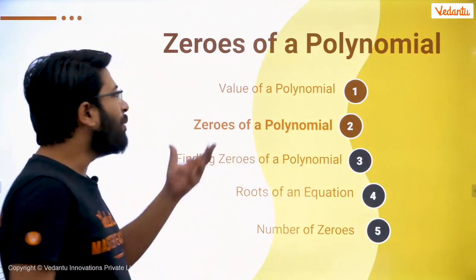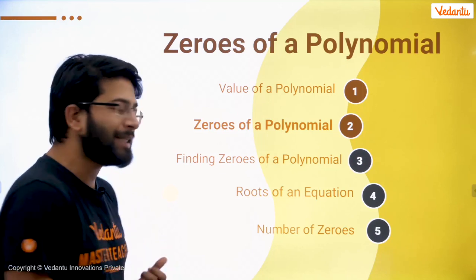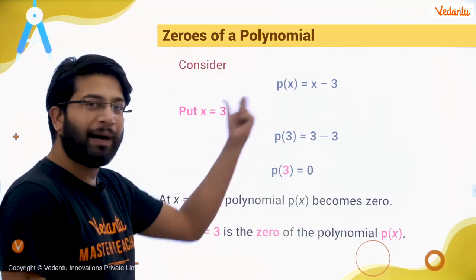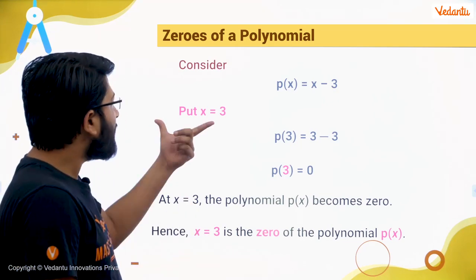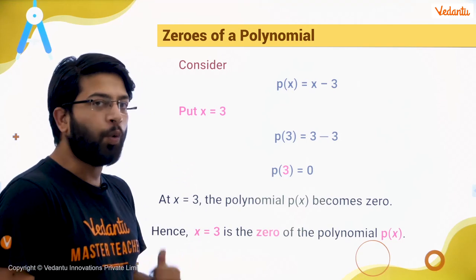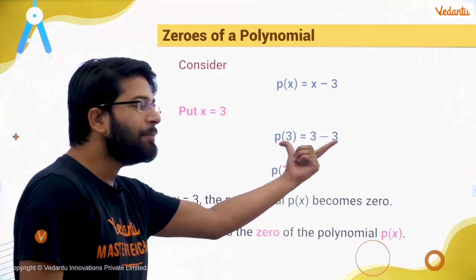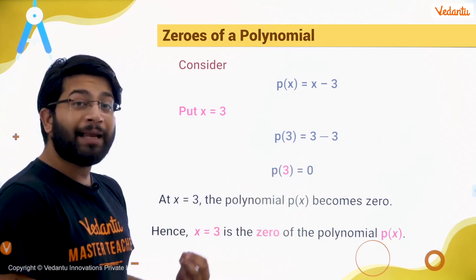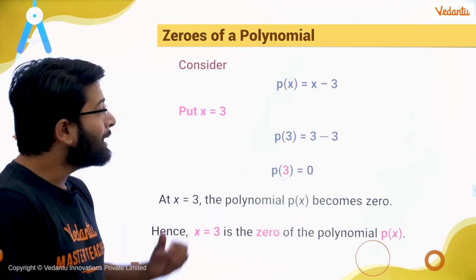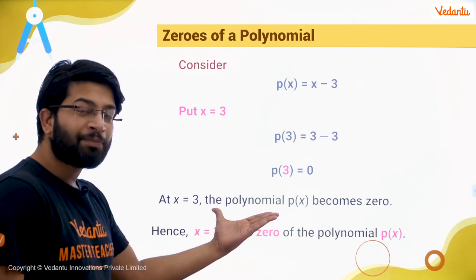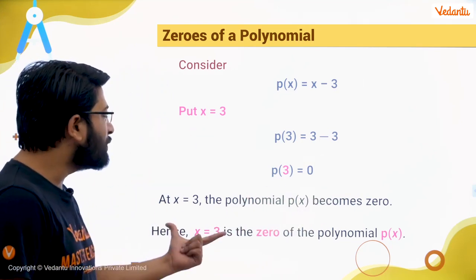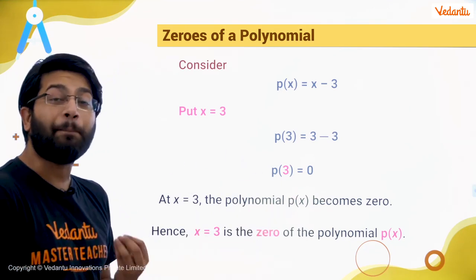Excellent. Now let's move on to the zeros of the polynomial. Okay, champ. Let's consider another polynomial, x minus 3. Now champ, if I put x equal to 3 in the polynomial, what value will I get? I will get 3 minus 3 equal to 0. That means the value of the polynomial is equal to 0. Or we can say that at x equal to 3, the polynomial becomes 0, and hence x equal to 3 is the zero of the polynomial p(x).